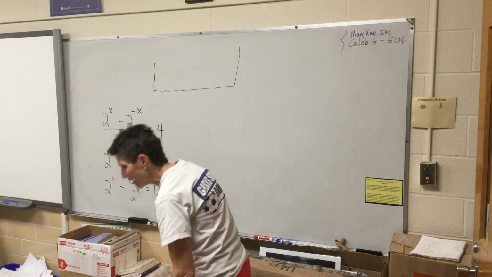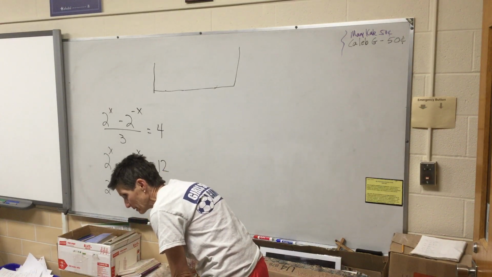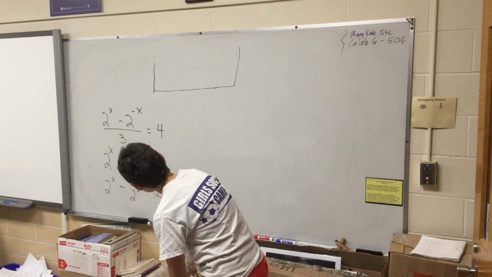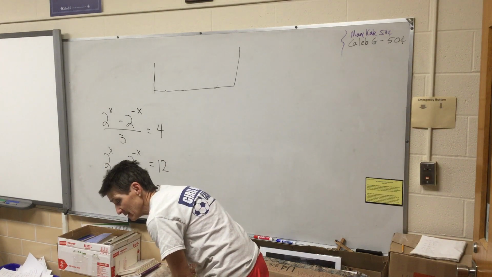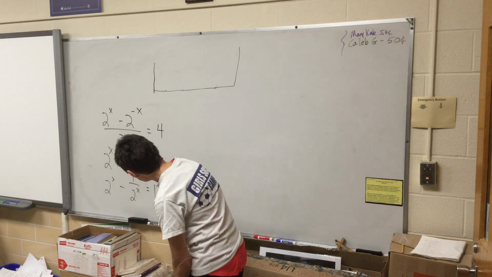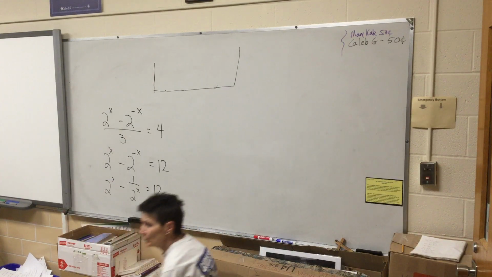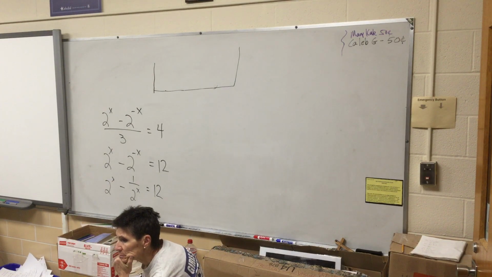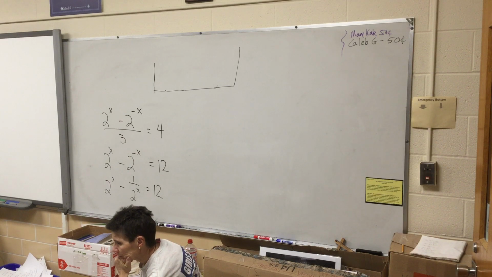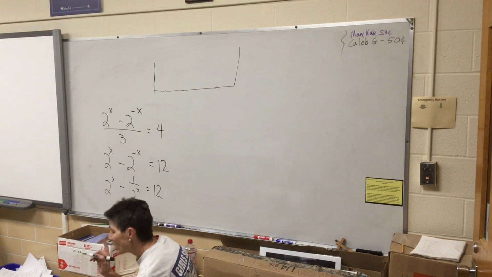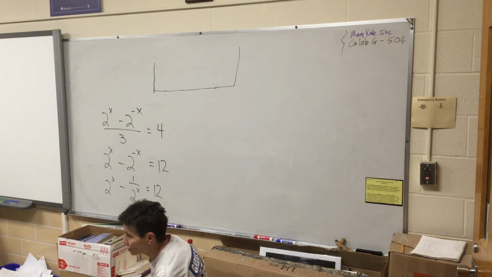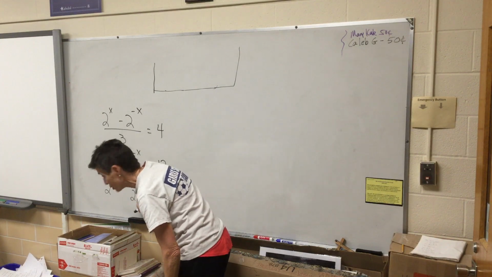Now, so far, I haven't done anything that you're not capable of doing, right? It's a scary looking problem, but so far it's been easy. Now, let's take a look at where we are. What might we do at this point? Multiply both sides by 2 to the x. That will clear this fraction out.